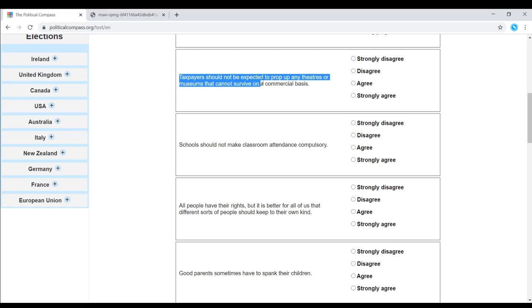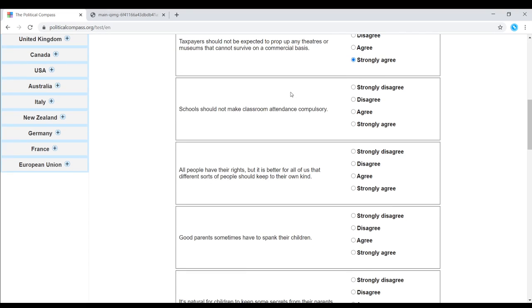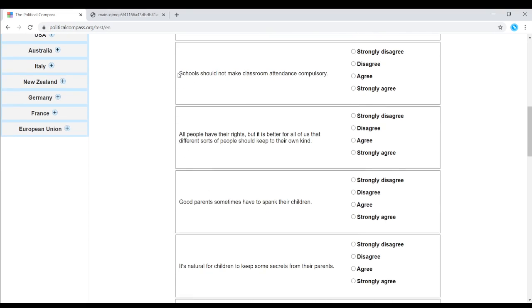Taxpayers should not be expected to prop up any theaters or museums that cannot survive on a commercial basis. I strongly agree. I don't think that that's taxpayer money spent wisely.